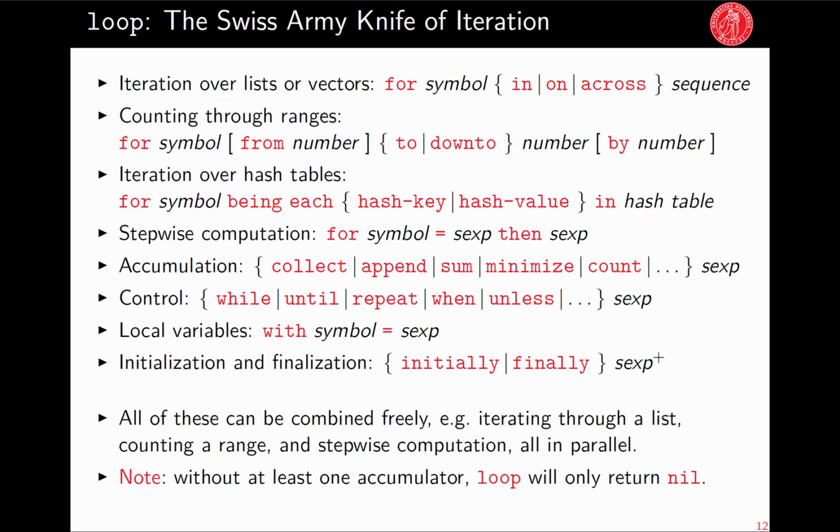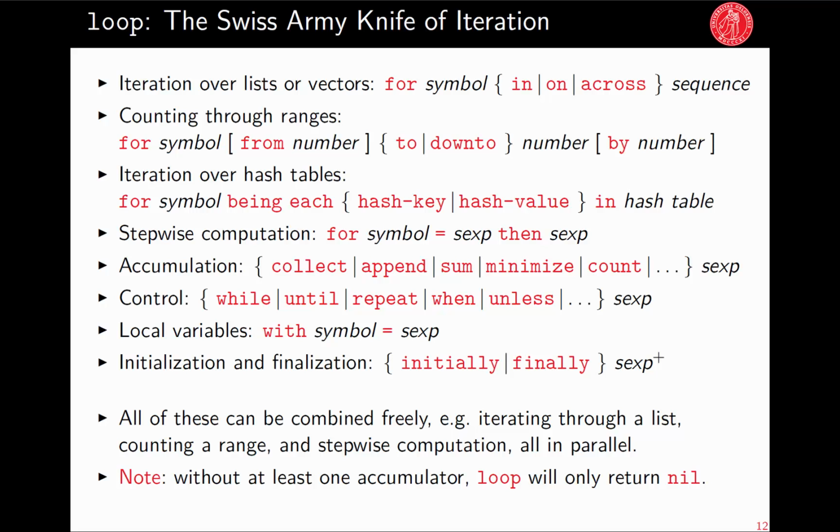But yeah, this overview of the various keywords that you can use is basically for you to have as a reference, and not something I'll be going through in detail in class. But just note that there are a bunch of different ways to do accumulation. I mean, to count things, to sum things, find the minimum of something, or collect or append things into lists. Various conditional control mechanisms like while and unless, and so on.